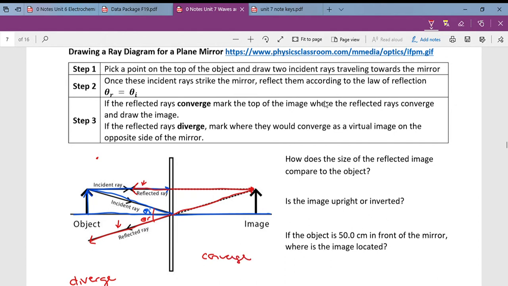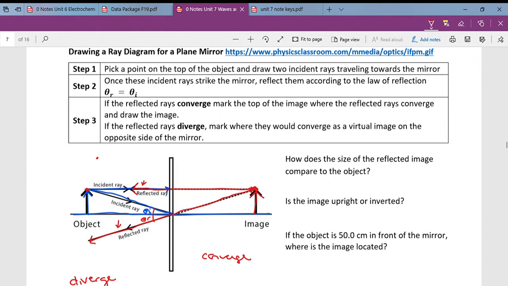And so what's happening is that you're getting this image on the opposite side of the mirror where the reflected rays are going to converge. And so the image, this is the top of the image because that's where we went from. So these light rays are going to converge at the top of the image. So we're going to draw from that center line to there and say that this is my reflected image.